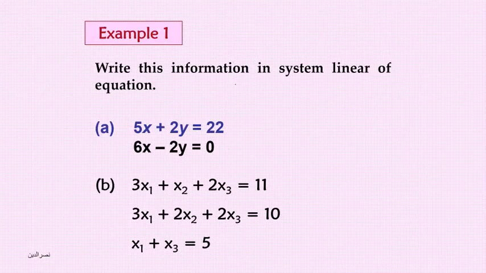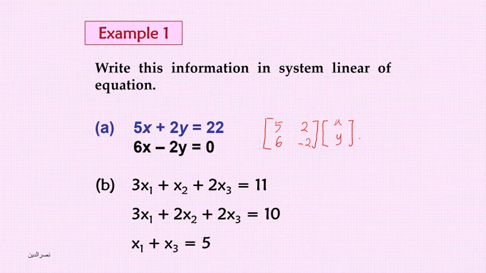Question A. Here we have the matrix -5, 2, 6, and -2, multiplied by the unknowns x and y, and the matrix B we have 22 and 0.